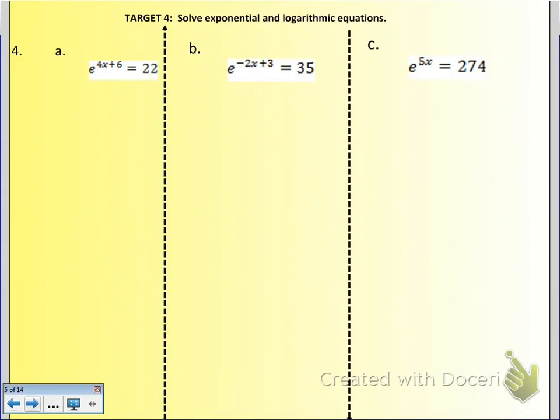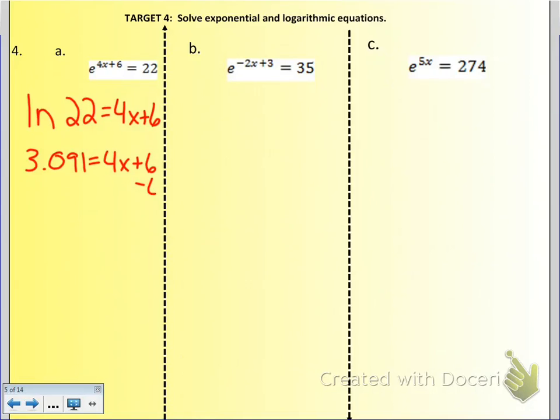Okay, next problem is doing the same sort of thing that we did on number 1, but with an e as the base. So we have e to the 4x plus 6 equals 22. And you're like, dude, don't know what to do. We don't want to put it in log form because it has a base of e. So we're going to put it in natural log. So ln of 22 equals 4x plus 6. We type in the natural log of 22 in our calculator, and we get 3.091 equals 4x plus 6. And then we just solve the equation.